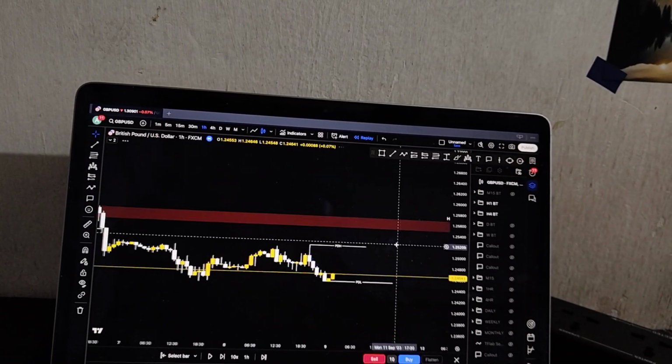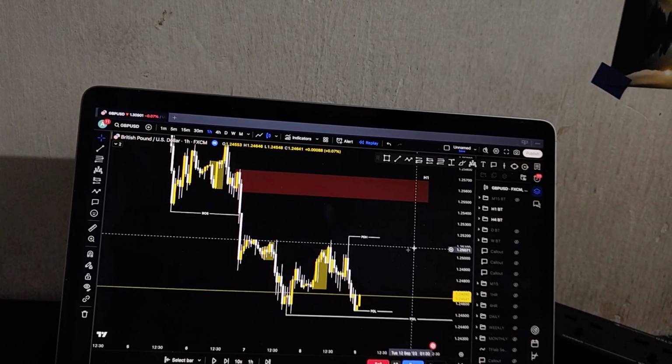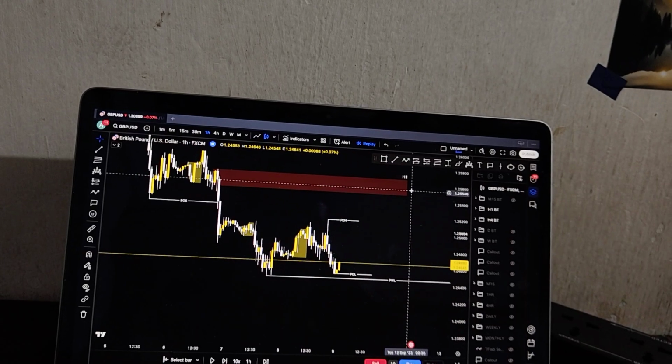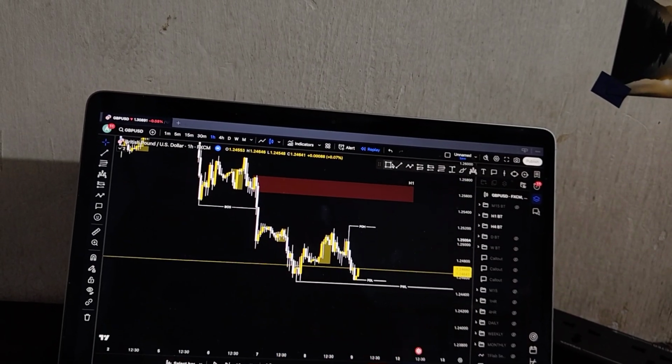I marked the supply zone on the hourly time frame before the Asian range opens. I only marked the supply zone on the hourly time frame. This was the main zone that I was looking to trade from.